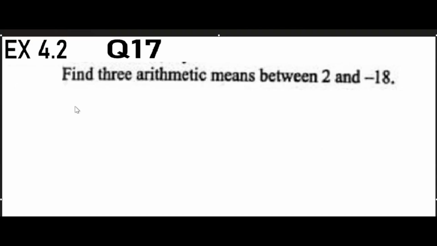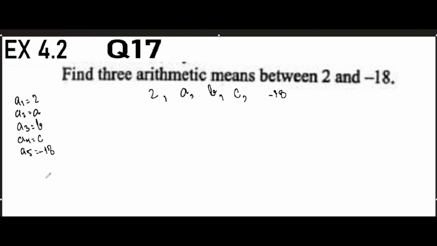This is question number 17, the last question of this exercise finally. Find three arithmetic means between 2 and minus 18. So 2 and minus 18 are the end terms, and the three arithmetic means between them are a, b and c. So what is a1? a1 is equal to 2. a2 is equal to a, a3 is equal to b, a4 is equal to c, and a5 is equal to minus 18.